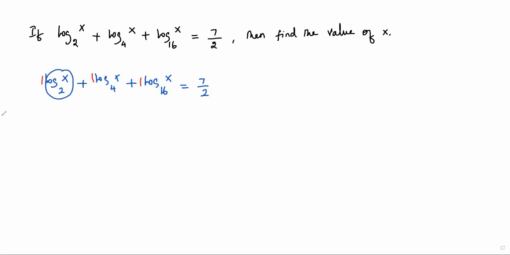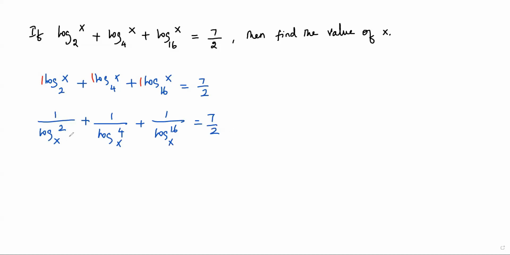Now what I'm going to do is move this log x to the base 2 to the denominator. Whenever I move a logarithm from numerator to denominator or denominator to numerator, I have to switch the argument and base of the logarithm. So the next step will be 1 over log 2 to the base x. The same thing I do with the second logarithm: I get 1 over log 4 to the base x. The third one, I get 1 over log 16 to the base x is equal to 7 over 2.